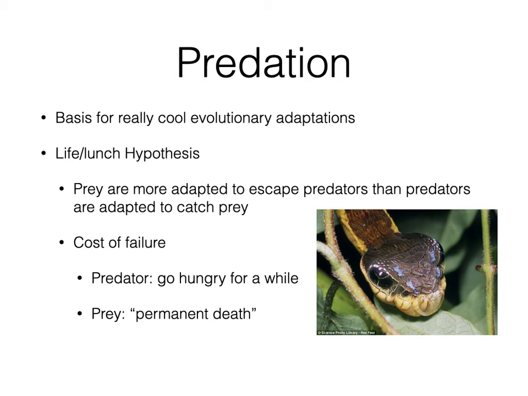A predator goes hungry for a while, whereas the prey has permanent death. And I'm being cheeky by saying permanent death, right? Because death is permanent. So the life-lunch hypothesis is essentially that the predator loses its lunch if it fails, but if the prey fails, it loses its life, right? So we're all pointing to the cost of failure.